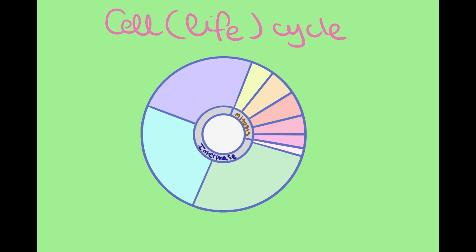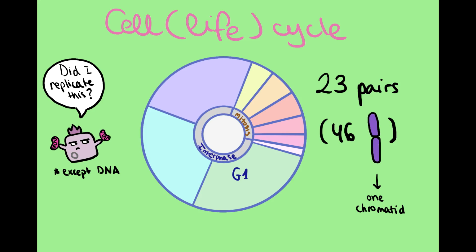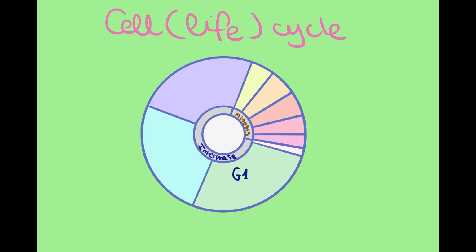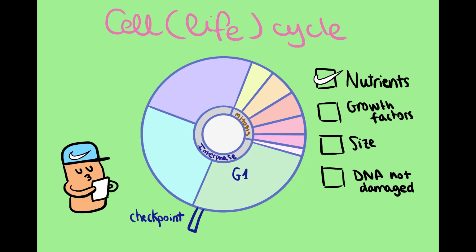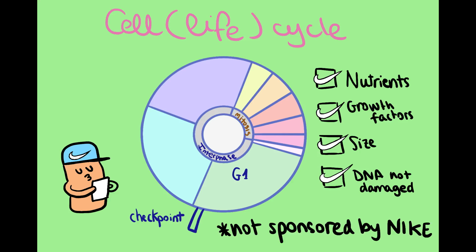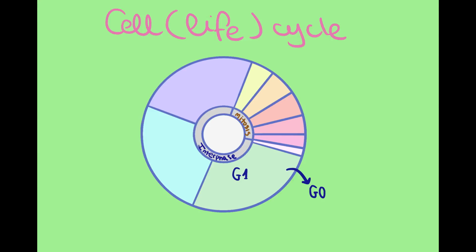The first stage of interphase is called G1. Cellular content, excluding the chromosomes, are duplicated. At this point, a human body cell would have 23 pairs of chromosomes, with one chromatid each. Before the end of this phase, there is a checkpoint in which the cell checks that nutrients are sufficient, that growth factors are present, that the cell size is adequate, and that the DNA is not damaged. Some cells enter the G0 phase, which is a state of cell cycle arrest.